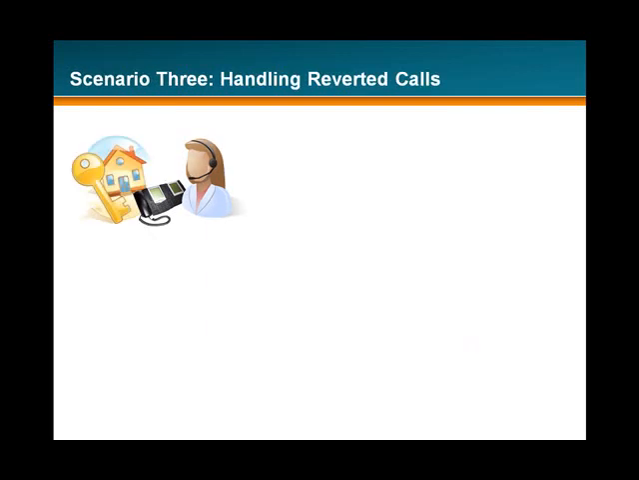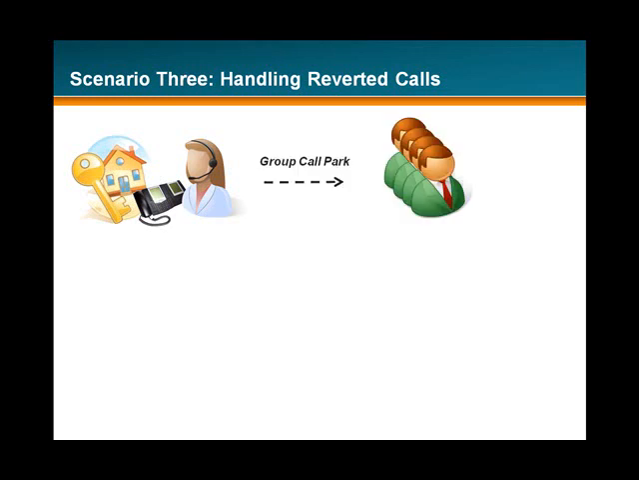In our last scenario, we are going to look at a real estate office that has also chosen to deploy Group Call Park. However, as the receptionist can be very busy, especially at peak times, they don't want unanswered calls to revert back to the receptionist. Thus, they have chosen to handle reverted calls using hunt groups.